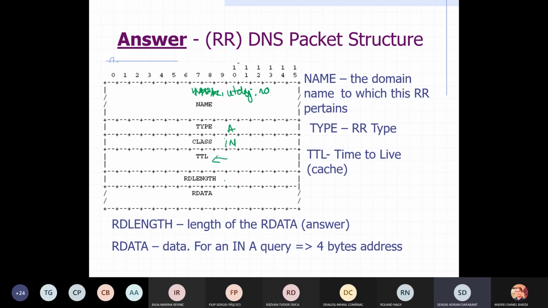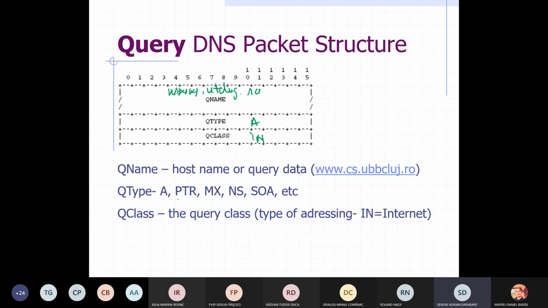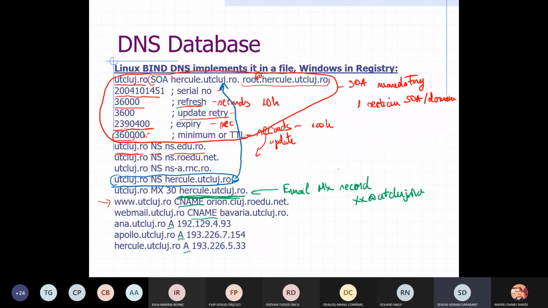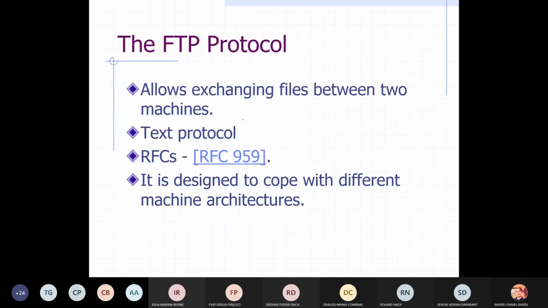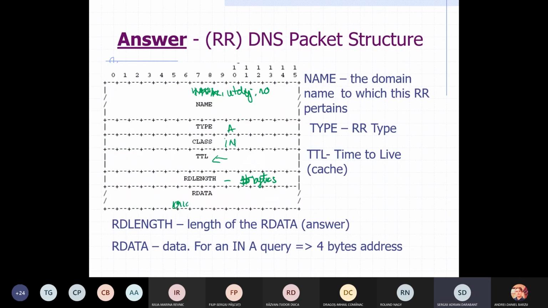www.utclosure.ro, and you'll get here the record length, the number of bytes of the answer, and you'll get here whatever one. Okay, you will get that it's a CNAME in fact. So Orion, you'll get here CNAME. No, not here, sorry. Here you'll get Orion, whatever in answer.